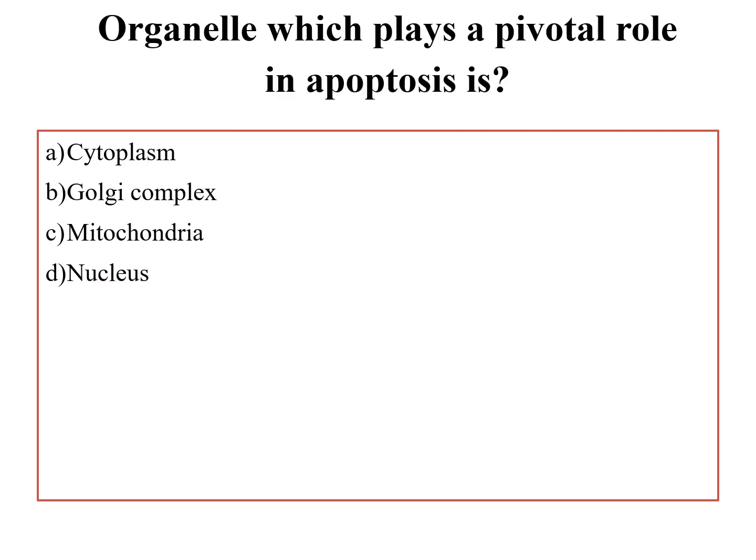The organelle which plays a pivotal role in apoptosis is mitochondria. Mitochondria is the main organelle involved in apoptosis, which is the programmed cell death.